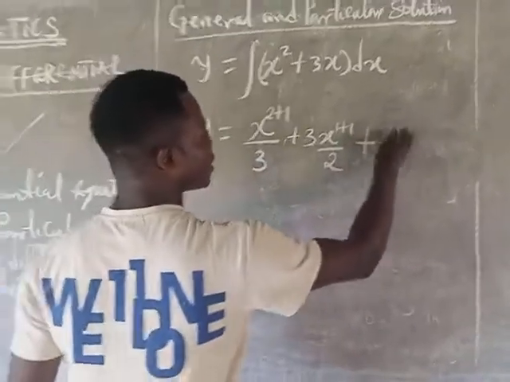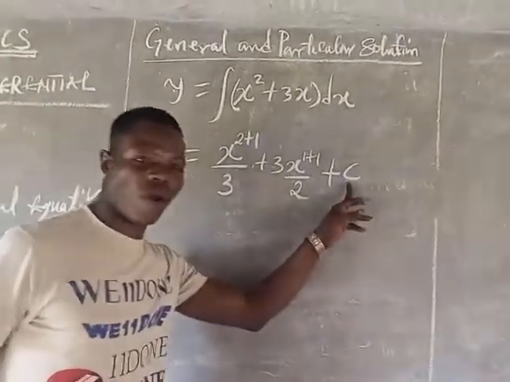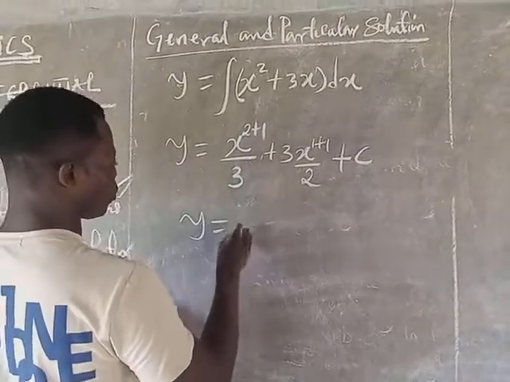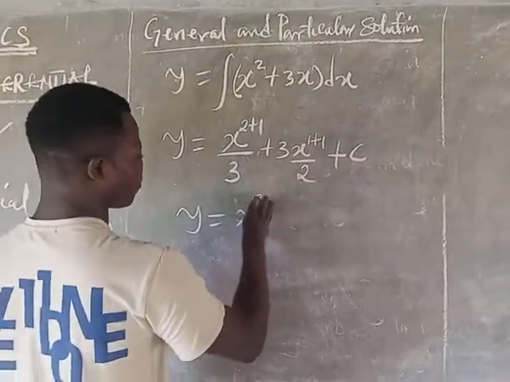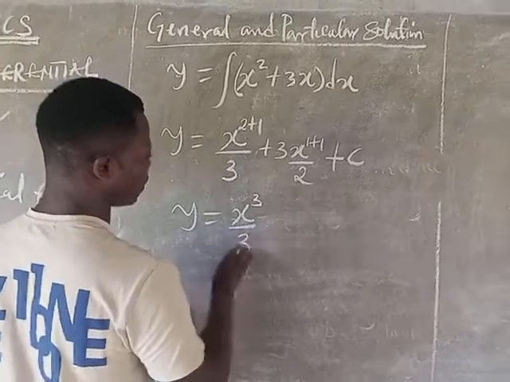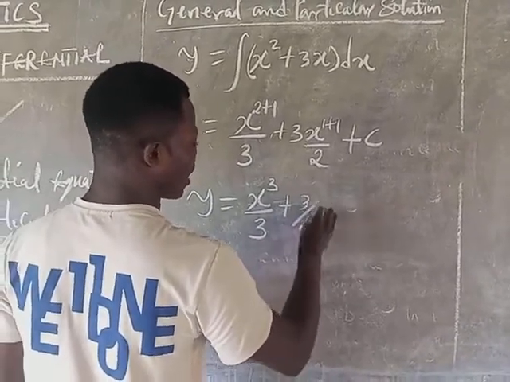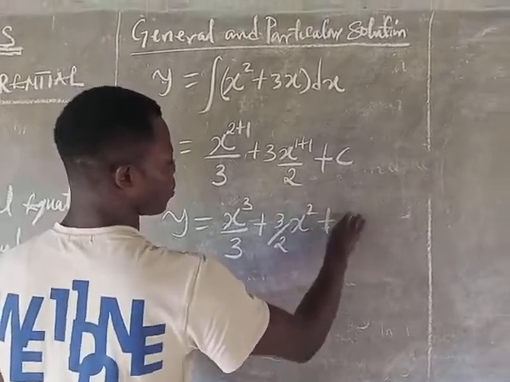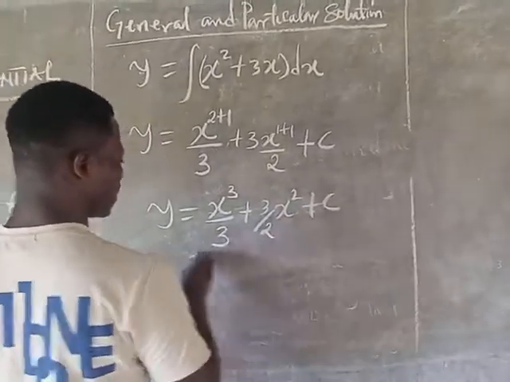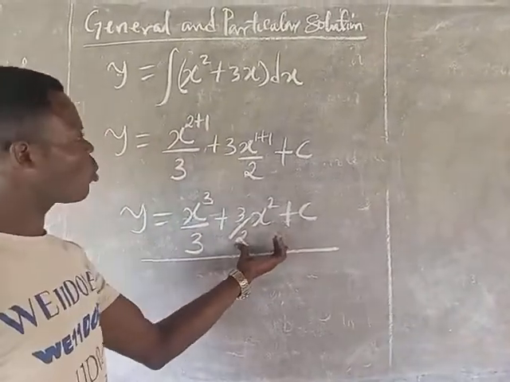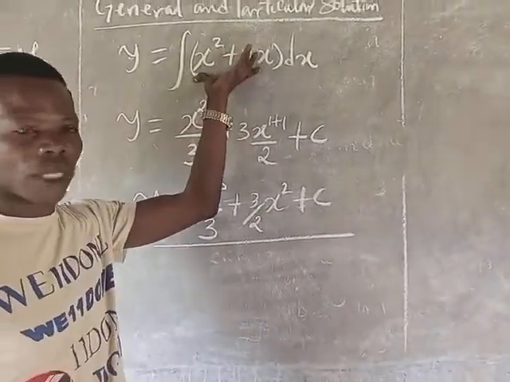Then we are adding a constant term, which is called the integration constant. So this will be y equal to x raised to the power of 3 all over 3, then plus 3 over 2 x squared, then plus c. This is what we refer to as the general solution of this problem here.